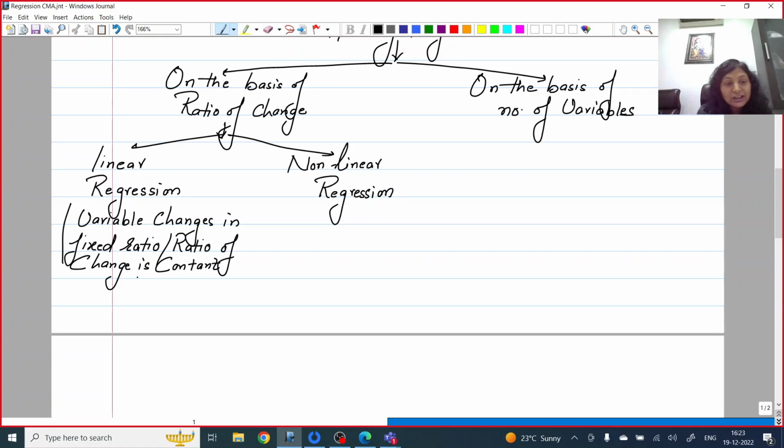And what is ratio of change? Change in x with respect to change in y. If it is constant, this is called linear regression. And linear regression is generally represented by a straight line and by a linear equation.